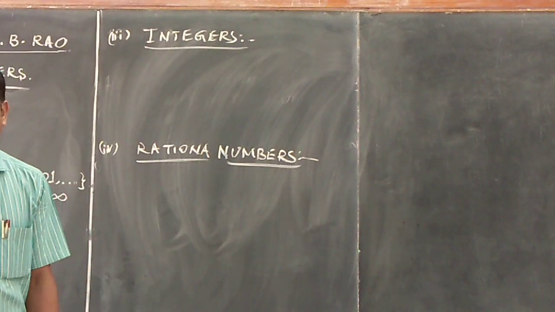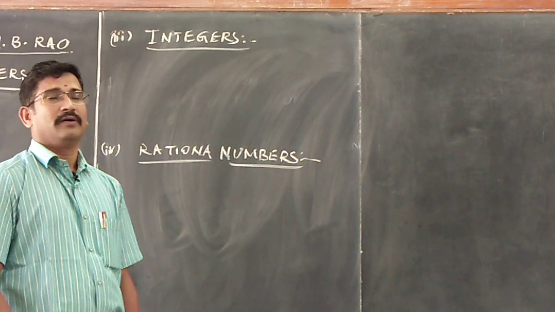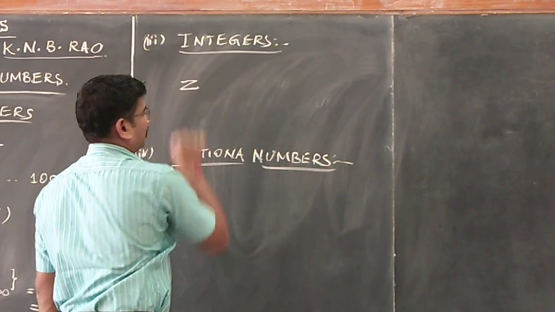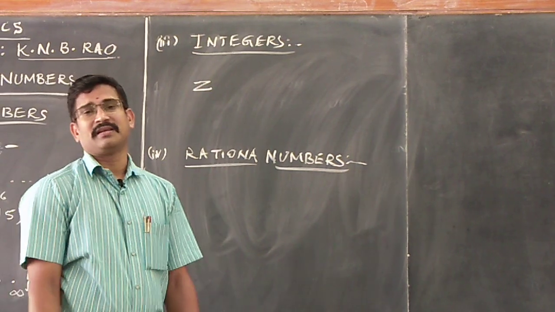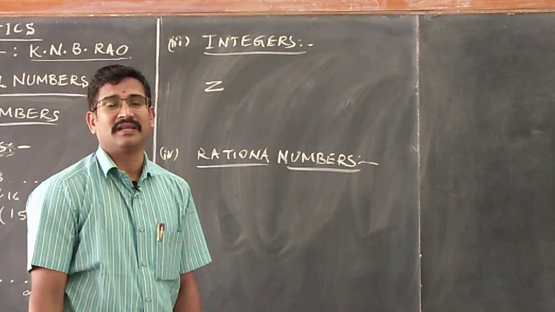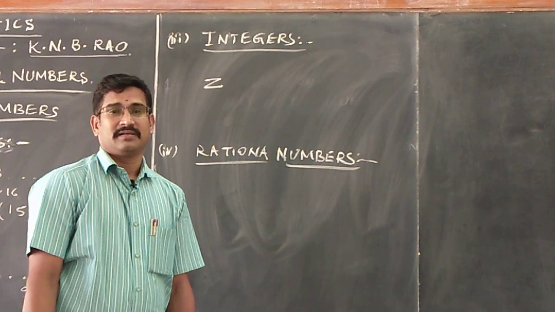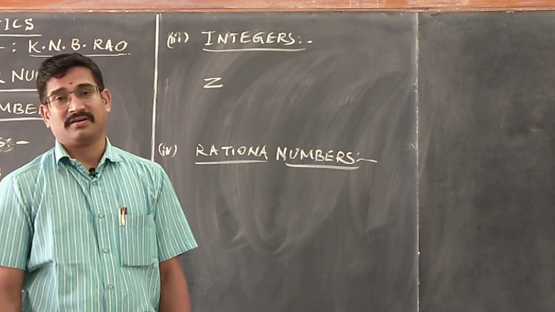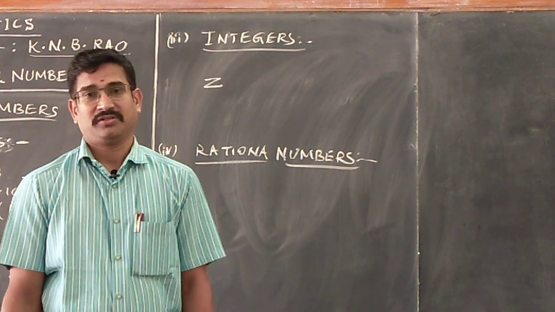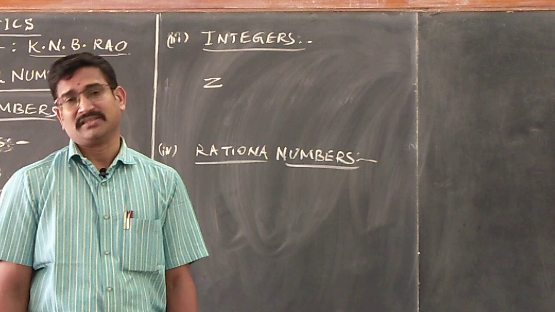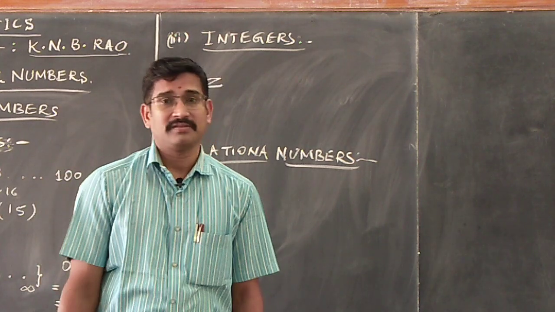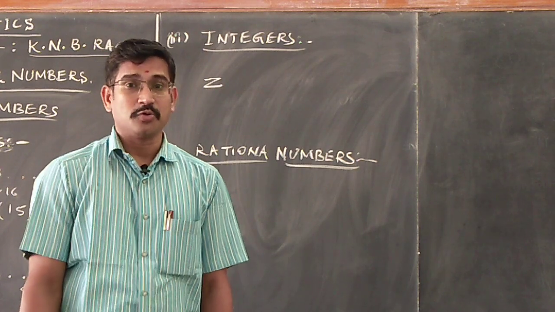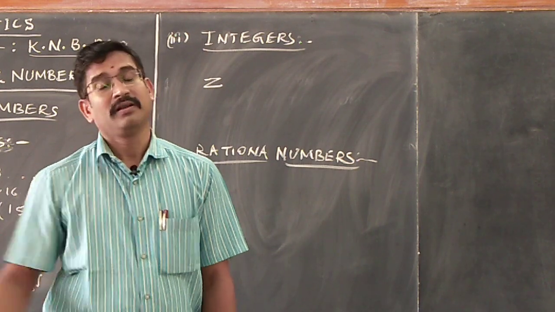See children, next to these whole numbers we have integers. Integers are represented by the letter Z. Why are integers represented by the letter Z? Because integers are called Zahlen numbers in the German language. What is the meaning of Zahlen in German? Zahlen means to count. That means integers are also used for counting things in Germany.